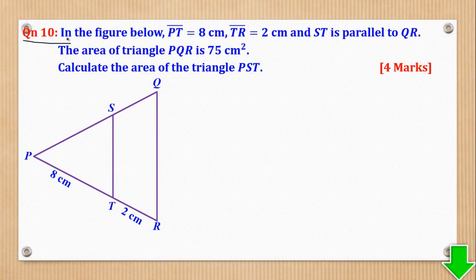That was question 9. Now we shall go to question 10. Question 10 says, in the figure below, PT is 8 centimeters, TR is 2, ST is parallel to QR. The area of triangle PQR is 75. Calculate the area of triangle PST.